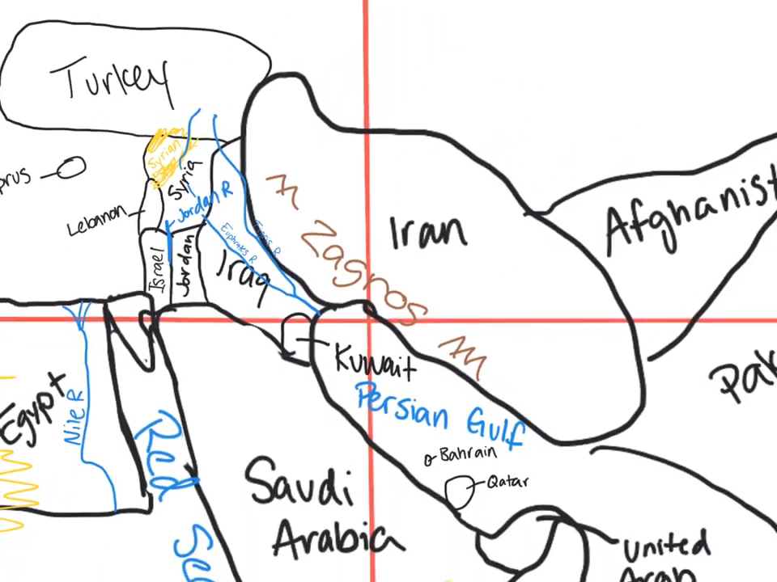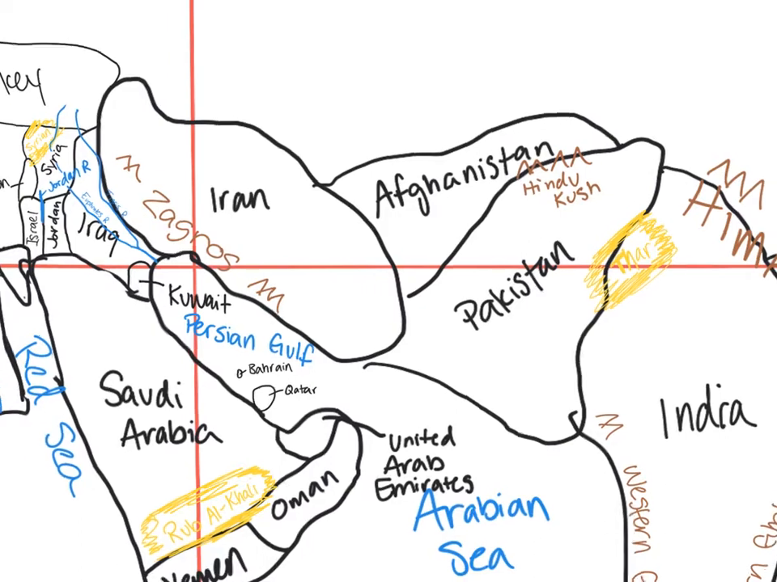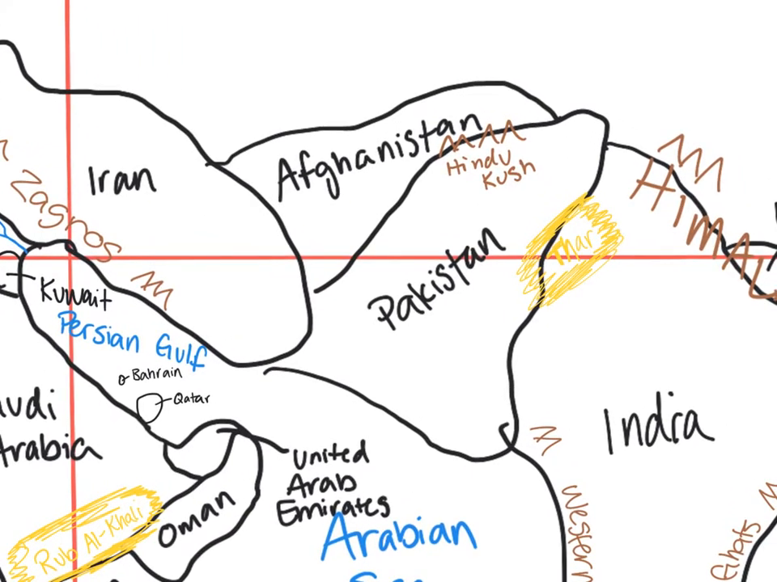Okay, next one we have is the Indus River. This was also a civilization river, I guess you could call it. It goes through Pakistan. This is the Indus. The Indus Valley civilization.